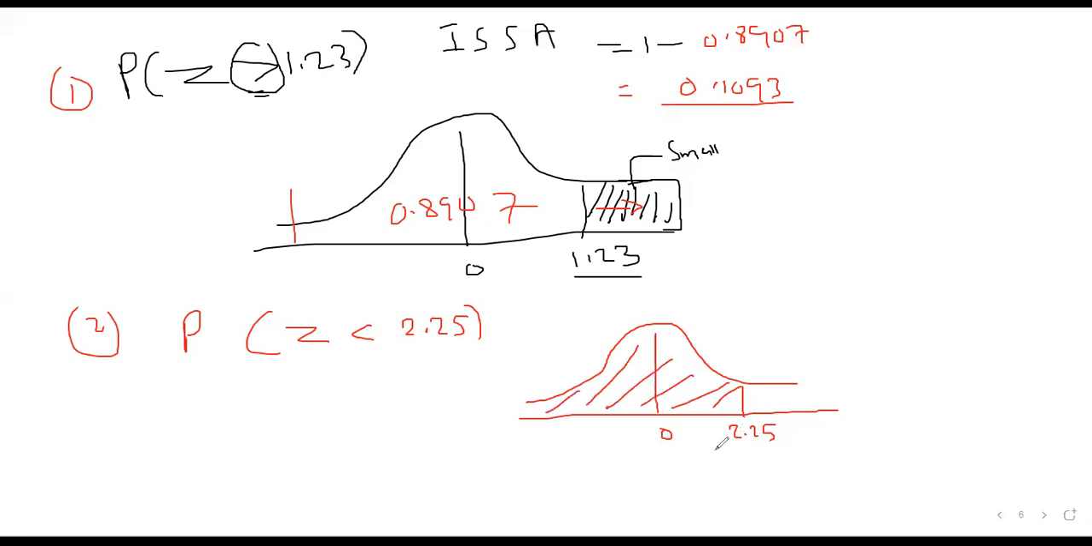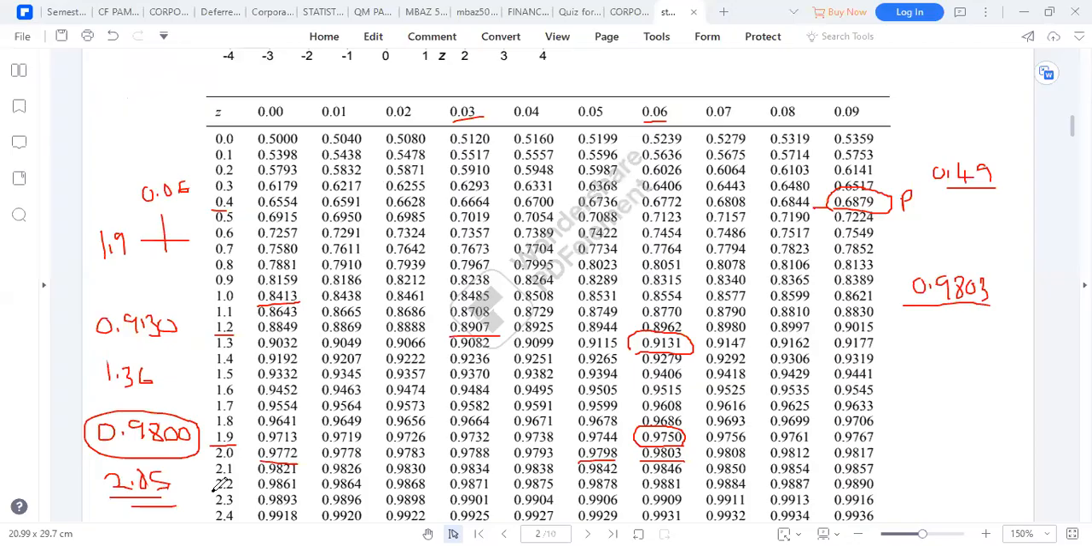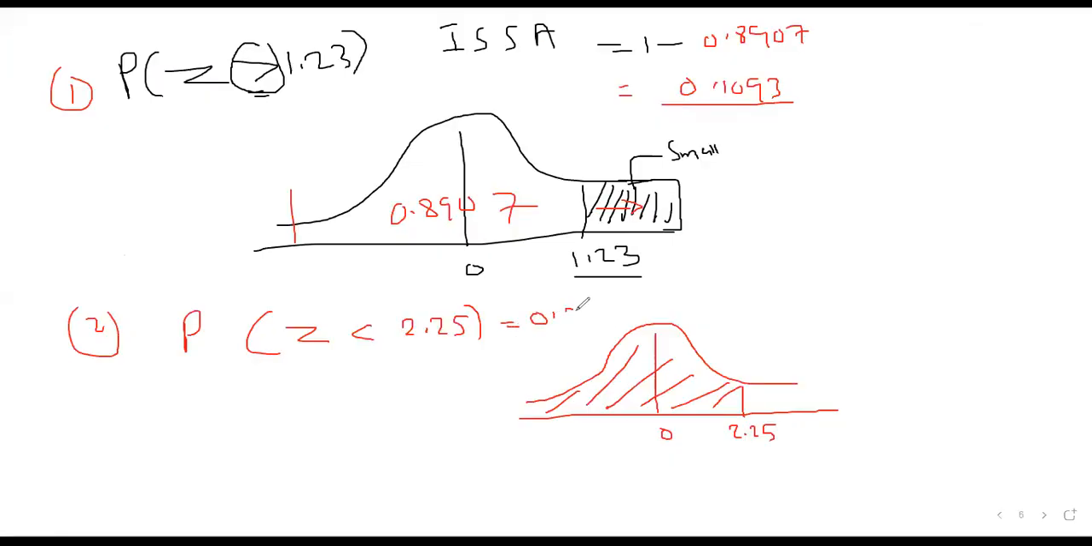Then let's look for 2.25. When we go here, 2.2. Remember the format of reading? 2 and 0.25. So 0.9878. So are we subtracting or reading directly? This one we will just read directly, because as we can see, the shading is big. Exactly, the shading is big.